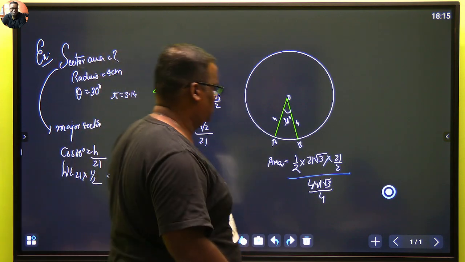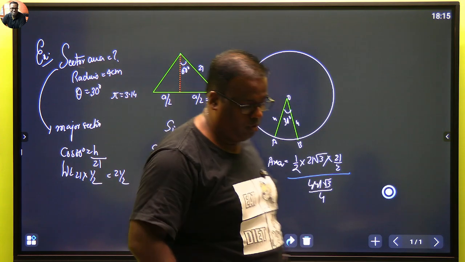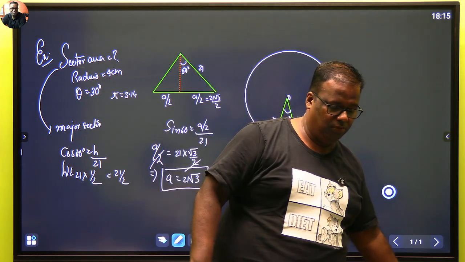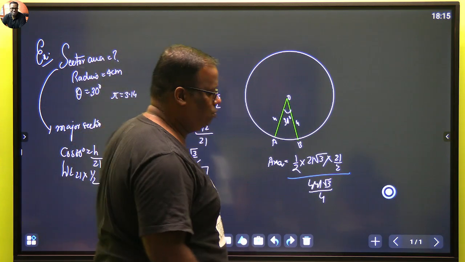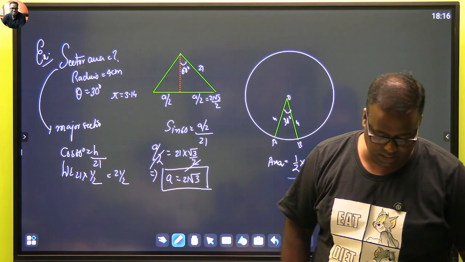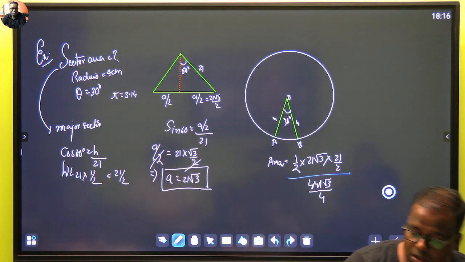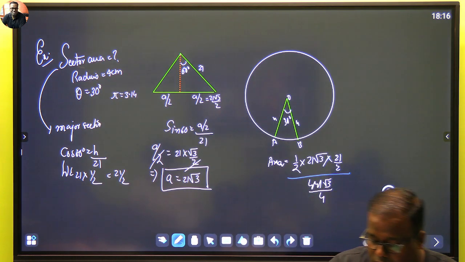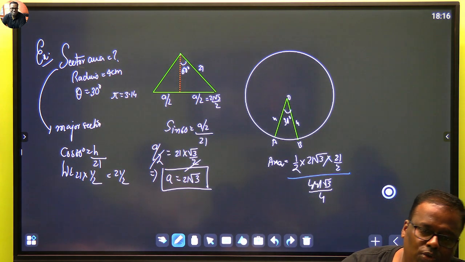Now find out what you have been asked to find out. Find the area of the segment. So segment area should be sector area minus triangle area. So what is the sector area? Sector area, 462. Very good. From 462 you deduct 441 by 4 root 3.